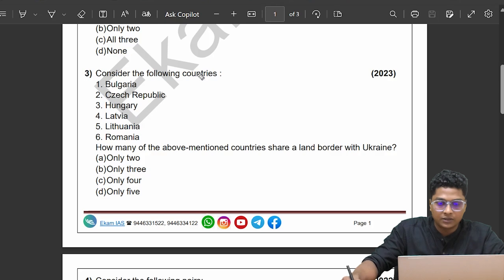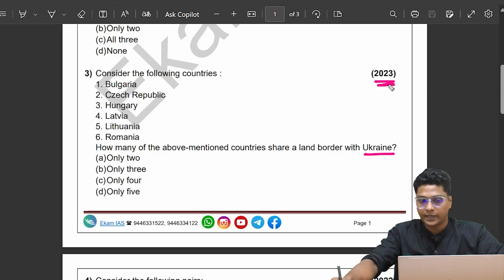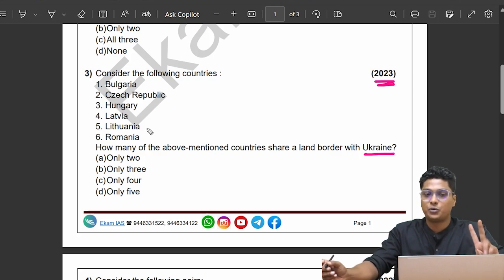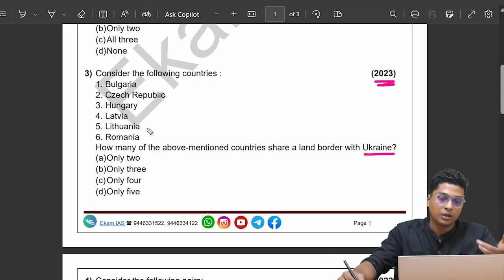So here, consider the following countries. Countries are given. Land border with Ukraine is the question. So we have read the question and are going through the options: only 2, only 3, only 4, only 5. This is a 2023 new pattern question, right? So Bulgaria, Czech Republic, Hungary, Latvia, Lithuania, Romania. Two places you can easily remove from it.